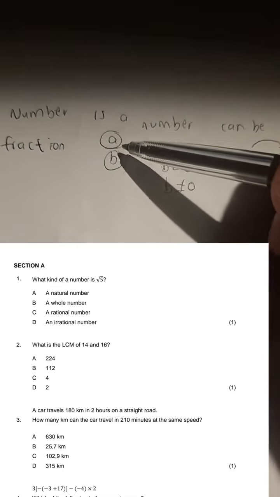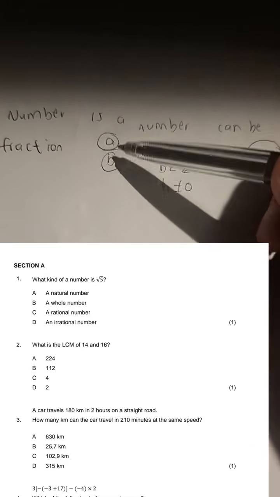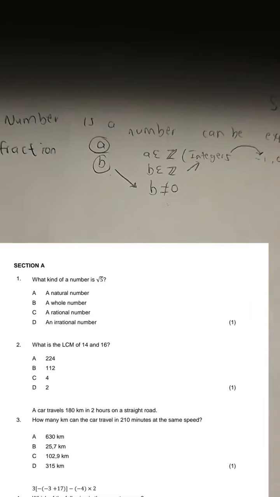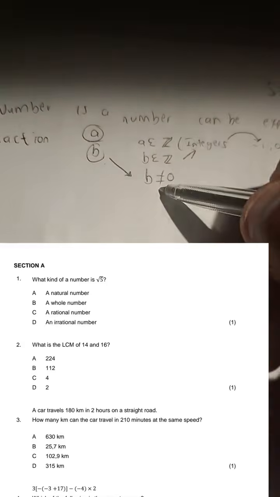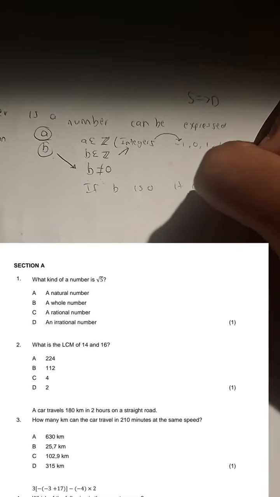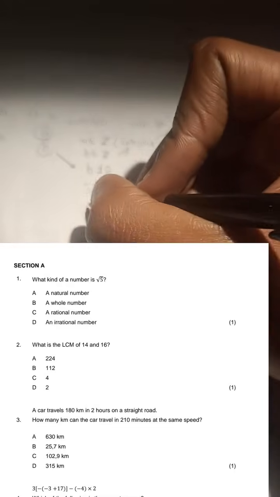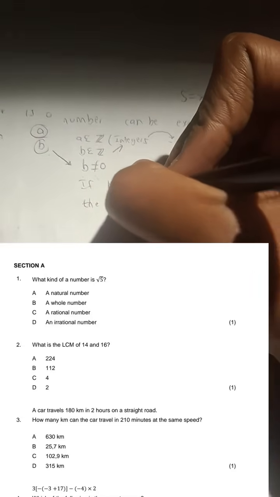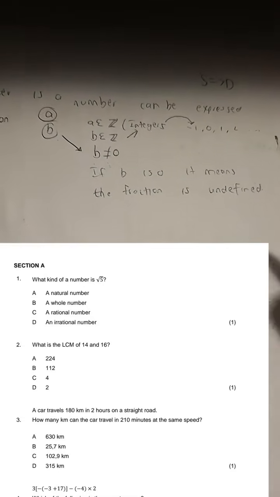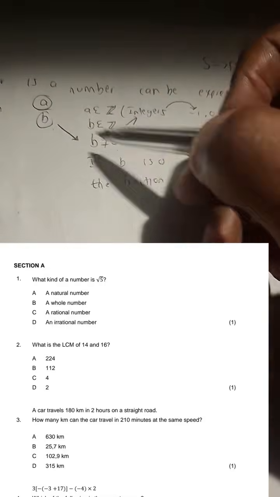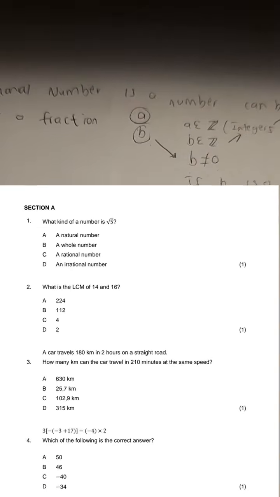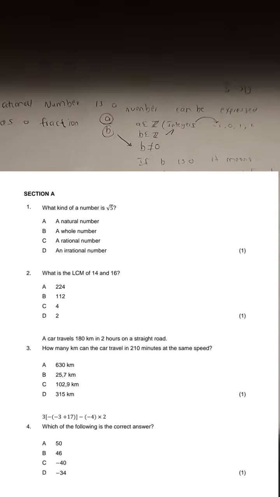So if you have a fraction where the numerator and the denominator are both integers, and B is not 0, because remember, if B is 0, what happens? If B is 0, it means the fraction is no longer rational. It means that number is undefined if we have a 0 in the denominator.